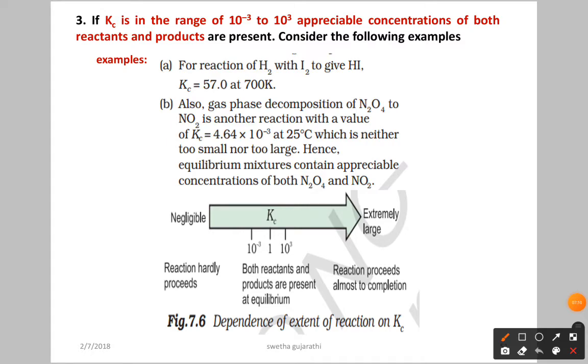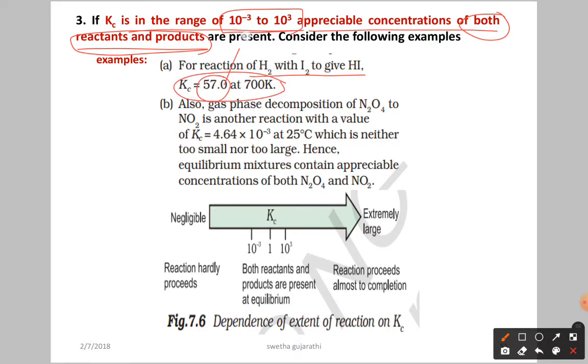Next, if you see the Kc value in between 10 to the power of minus 3 and 10 to the power of 3, appreciable concentrations of both reactants and products are present. So we have both. Consider the following example. For example, H2 plus I2 gives rise to 2HI. Kc at 500 Kelvin, how much do we have? 57. This value lies between 10 to the power of minus 3 and 10 to the power of 3. So here we have H2, I2 and HI present, meaning reactant and product both are present.